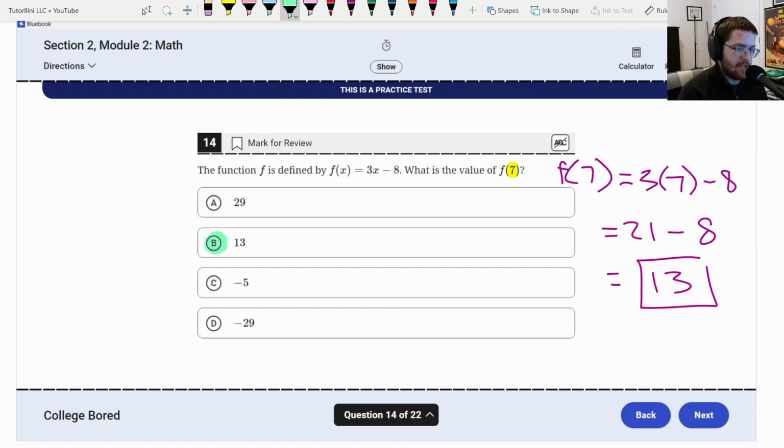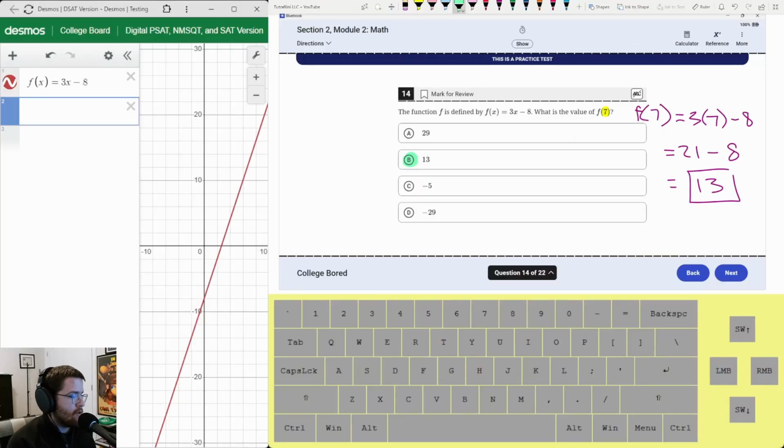We can also do this one entirely on Desmos. Let's go do that. Okay, so I just type in this equation verbatim, and then to evaluate the function, you just type in the function notation. So f of 7, and I get 13.